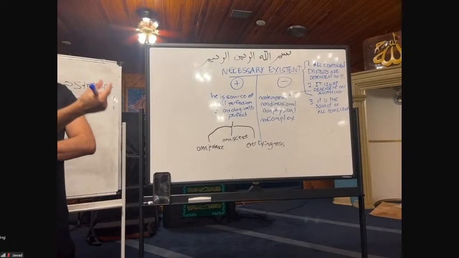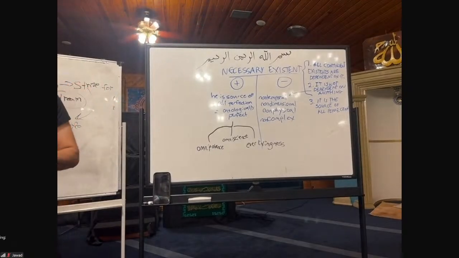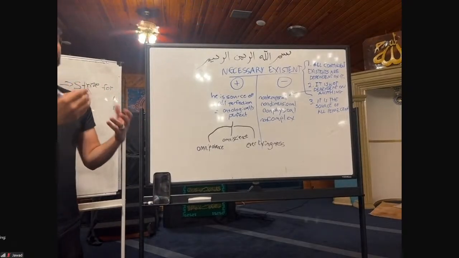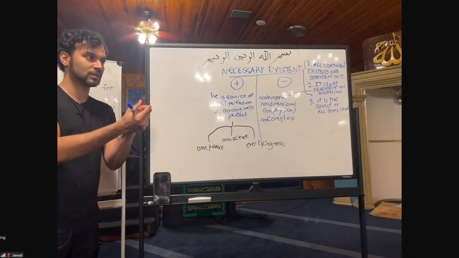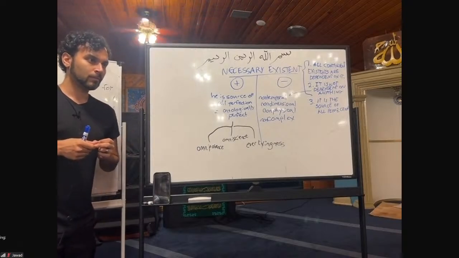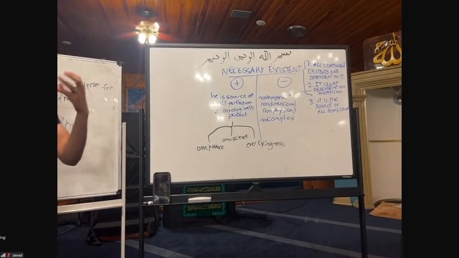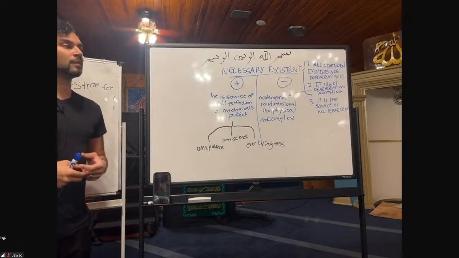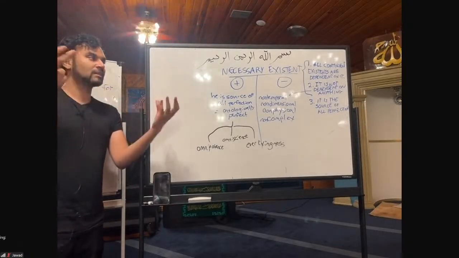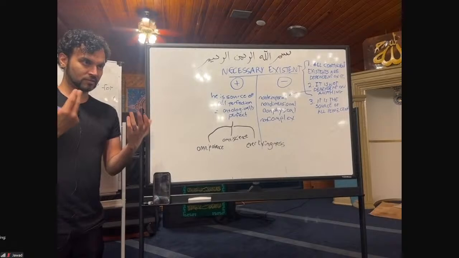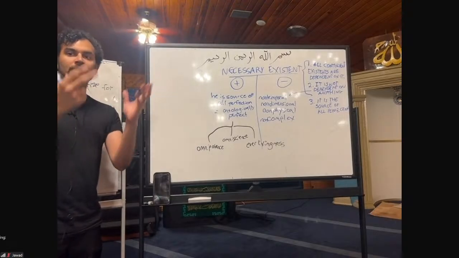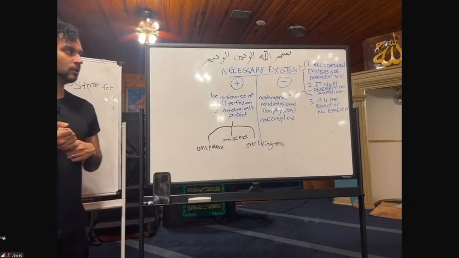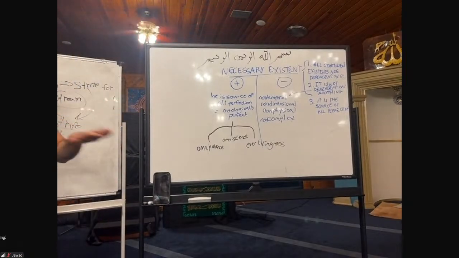Because if material was the necessary existent, by its very nature, material requires circumstances, it requires contingencies in order for it to come to be, right? It's intimately tied with space and time, right? You cannot separate those concepts. In Einstein's theory of relativity, he proved that all three of these are codependent upon each other. So that automatically excludes space, time, matter from being the necessary existent.